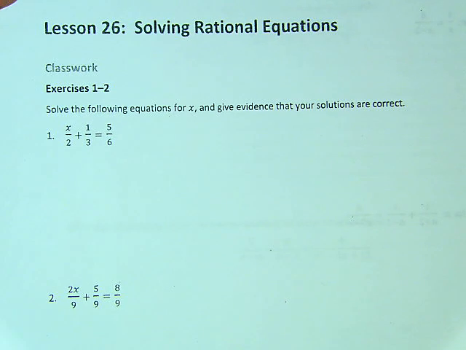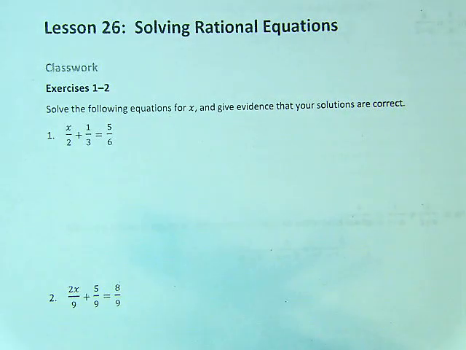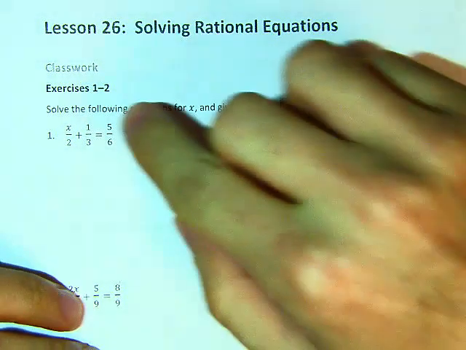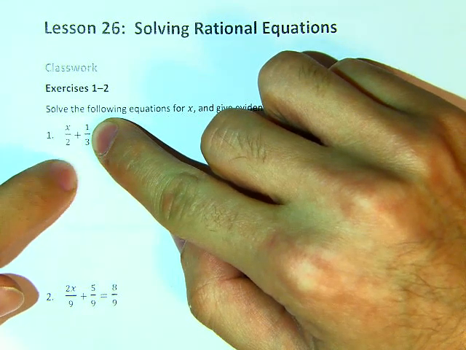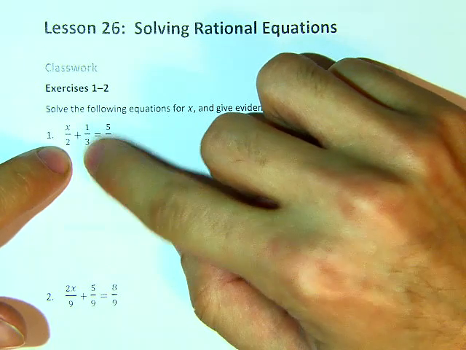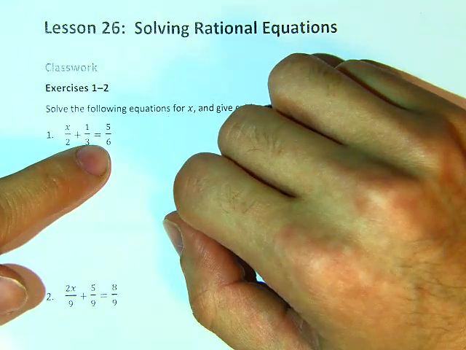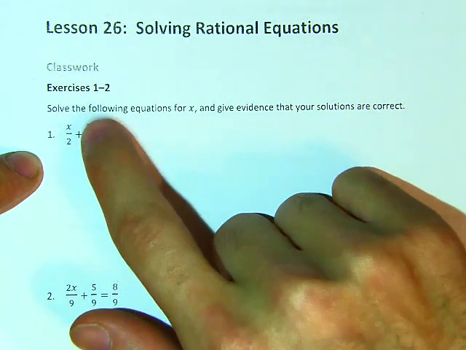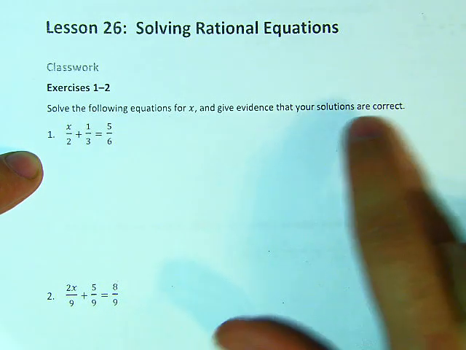Okay, so the game plan today is solving rational equations. So what on earth does that mean? Lately, we've been solving problems where we have this rational expression and this rational expression, and we add them or we subtract them, and they have different denominators. We were playing with that game yesterday. But now, what happens if we have an equal sign here? And the question is, solve the following equation for x, and give evidence that your solutions are correct.